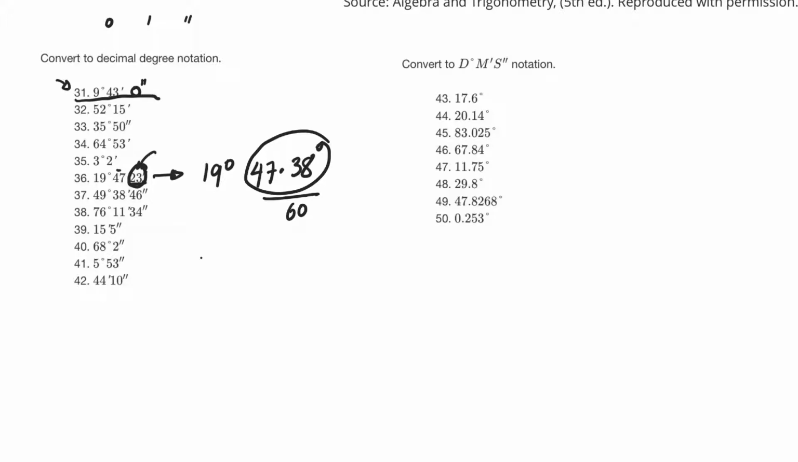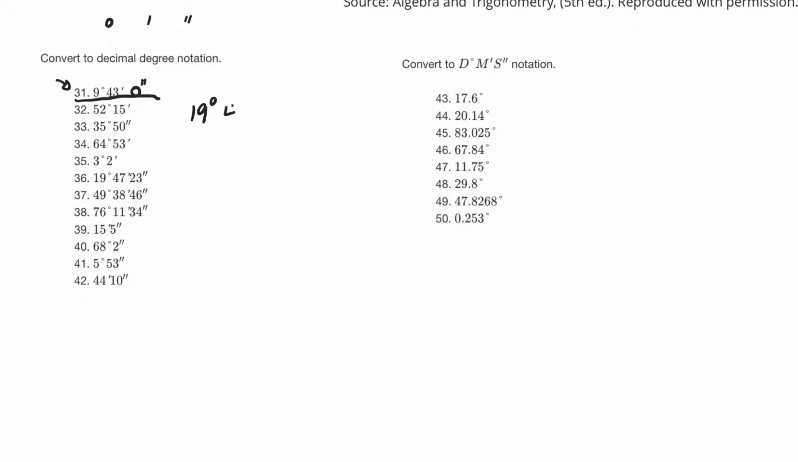So it'll be 19 degrees. Let me write this better. Just give me a second here. Write it so it's a little bit more legible or understandable. Okay, so I'm starting with 19 degrees, 47 minutes, and 23 seconds. So I'll take this and divide it by 60 and add it to the 47. So that'll give me 19 degrees, 47.38, etc. minutes.